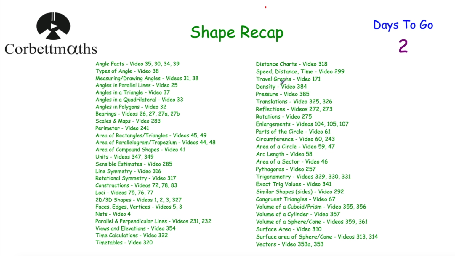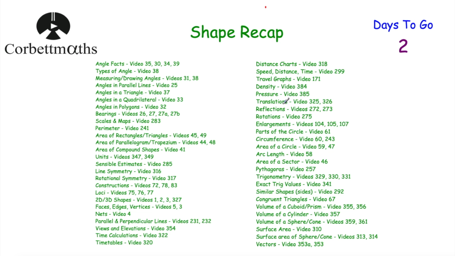Density, remember that density is equal to mass divided by volume. The pressure is equal to force divided by area. Translation, that's where we slide a shape on a grid and make sure you know your column vectors. The number on the top tells you if it's positive to the right, if it's negative to the left, and how many squares to the right and left. The number beneath that would be how many squares up if it's positive, and if it's negative, how many squares down.